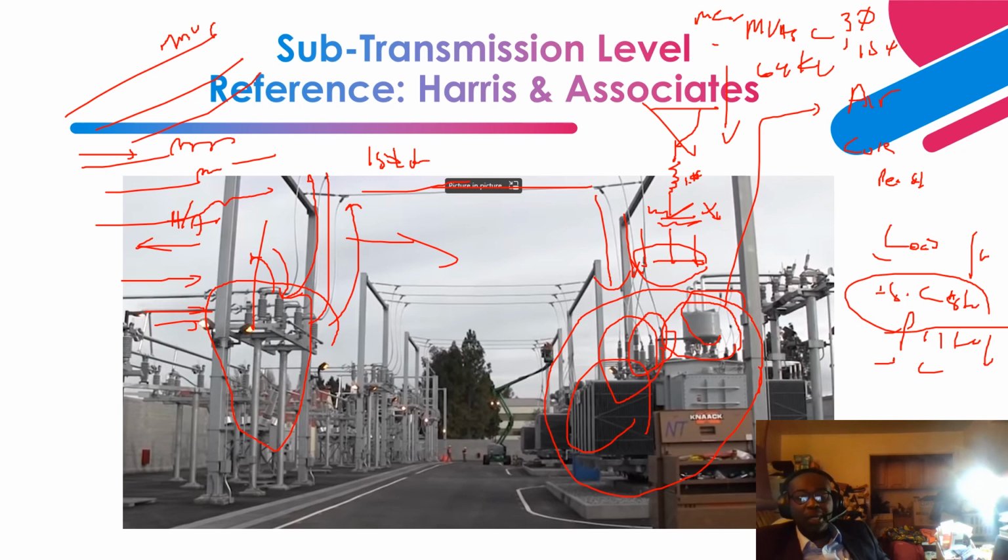Okay, so on this side are disconnect switches. You have disconnect switches that allow you to disconnect this side from that side for maintenance purposes and for safety purposes, after you de-energize the equipment.